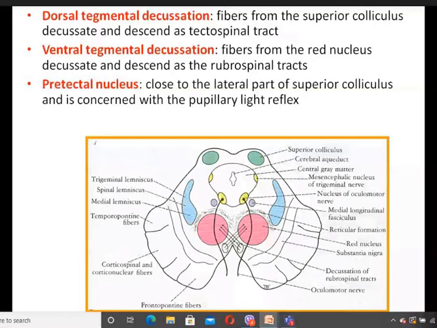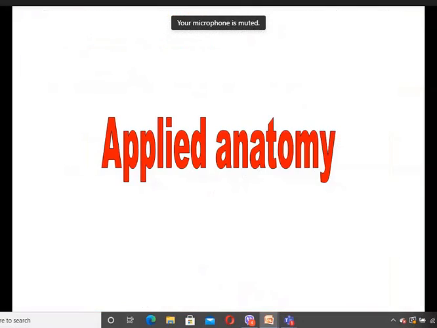Dorsal tegmental decussation: the fibers from the superior colliculus decussate and descend as the tectospinal tract. Ventral tegmental decussation: the fibers from the red nuclei decussate and descend as the rubrospinal tract, this one. And the pretectal nucleus, close to the lateral part of the superior colliculus, is concerned with the pupillary light reflex, somewhere here. The lateral part of the superior colliculus and the pretectal nucleus are there, and they are responsible for the pupillary light reflex.